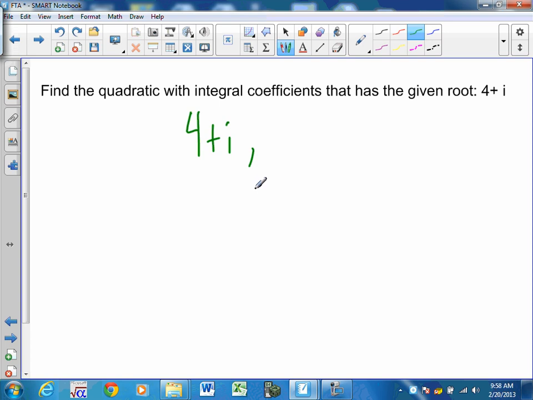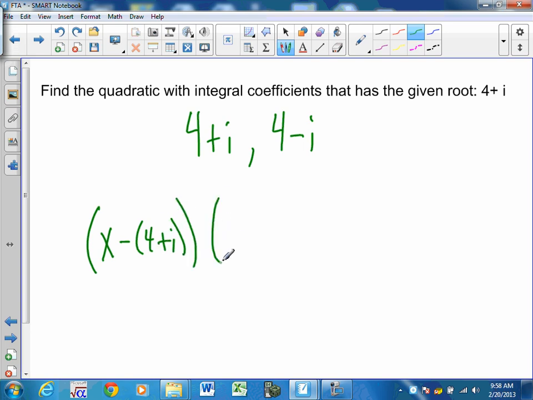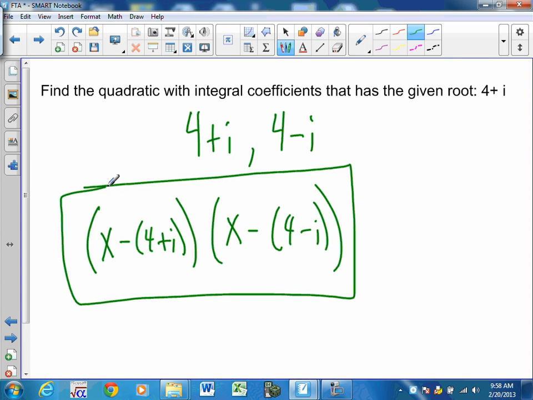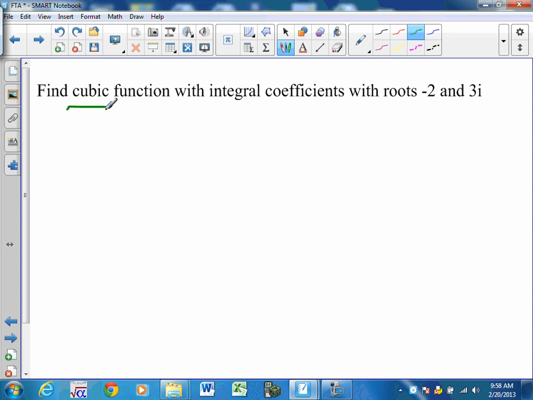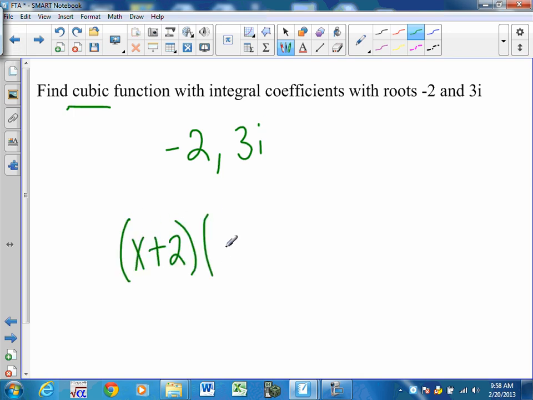What if I have a cubic? Now I need 3 roots. Well, I have minus 2 and 3i. So I need 3 factors. Well, I have x plus 2, x minus 3i, but what is my third? Well, if I have 3i, I have to have minus 3i. So I get x minus a negative 3i. Or I could rewrite that as x plus 3i. So there are my 3 factors for my cubic.